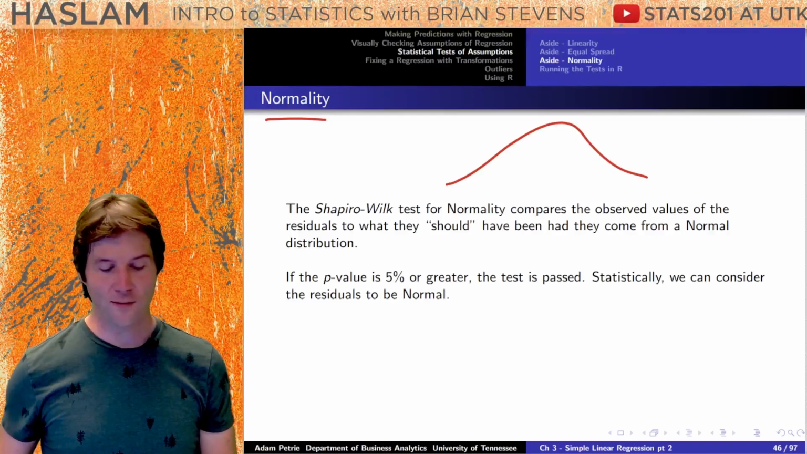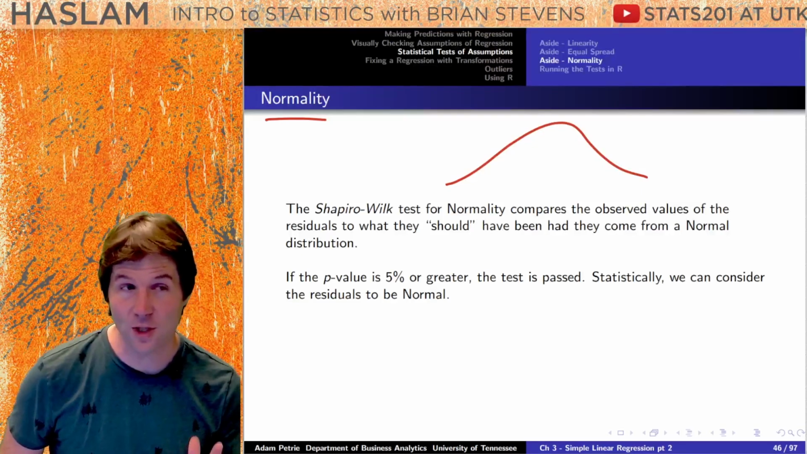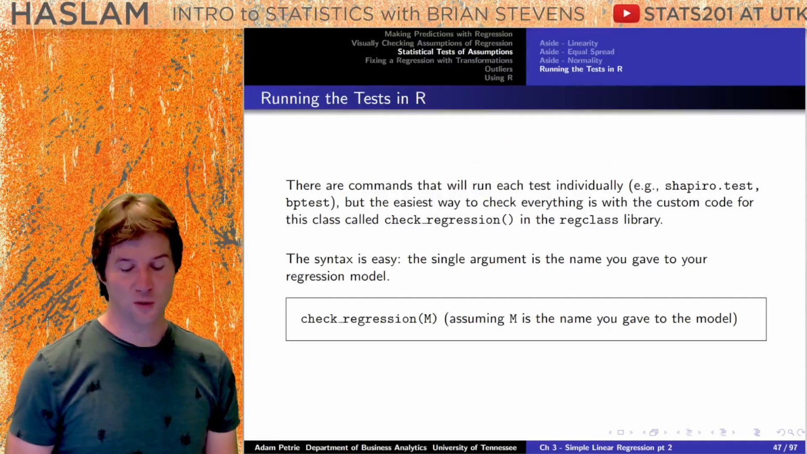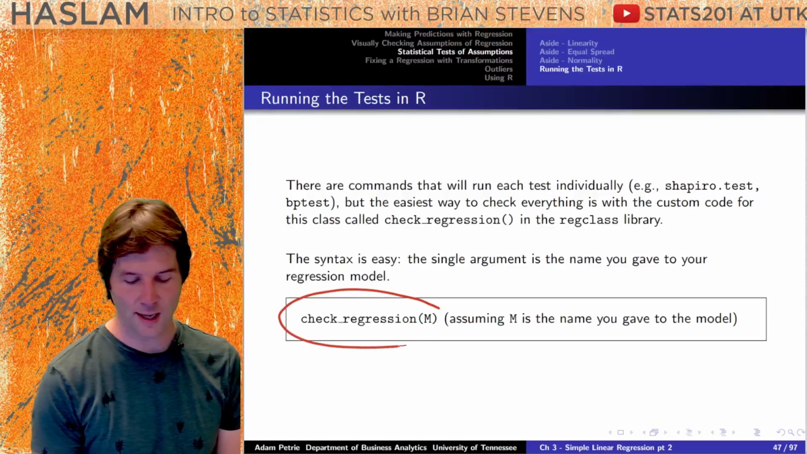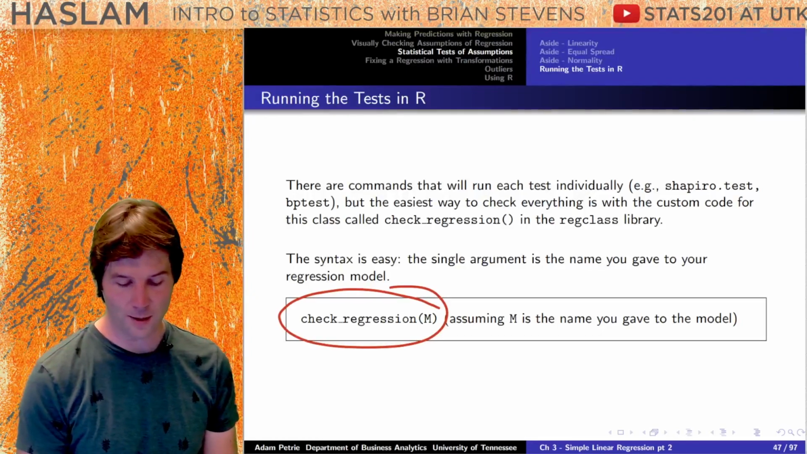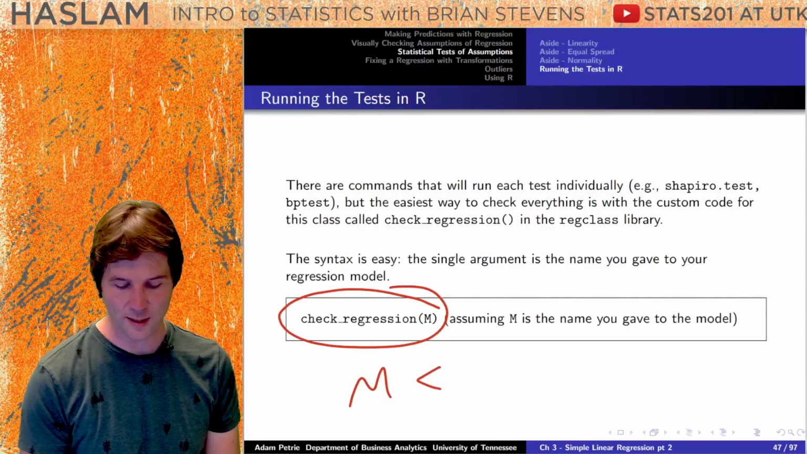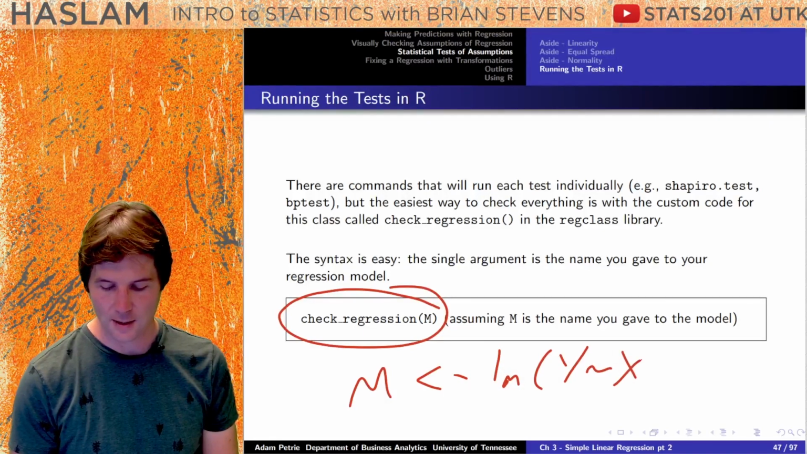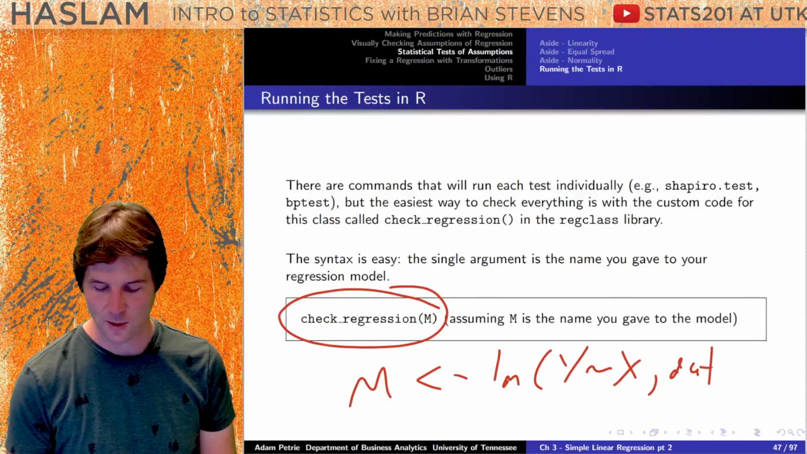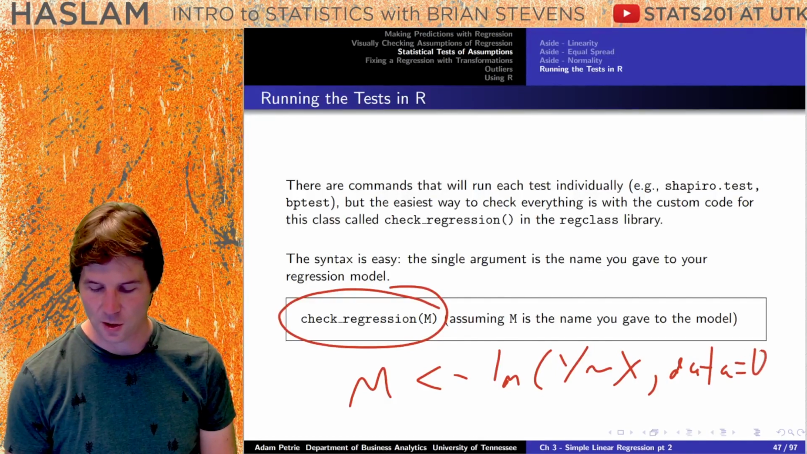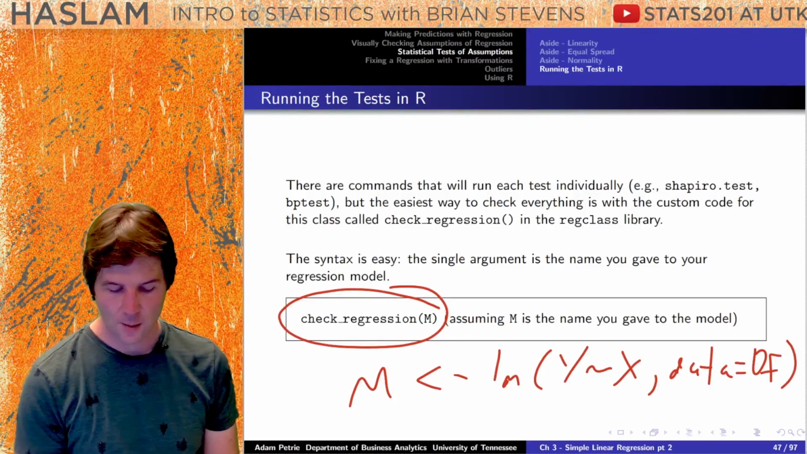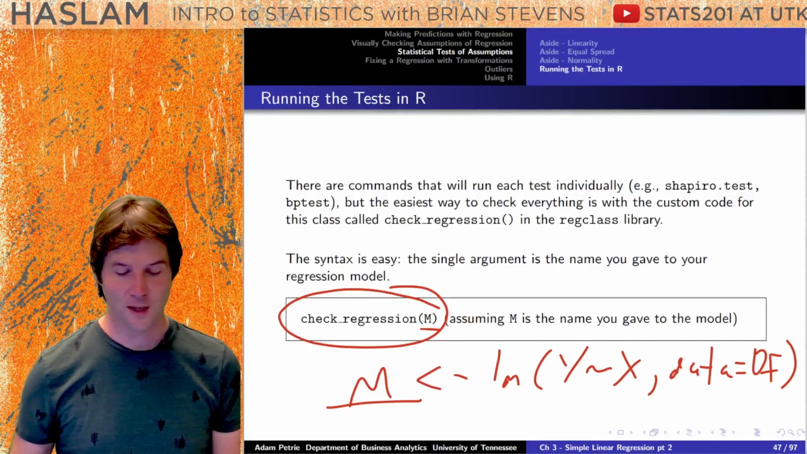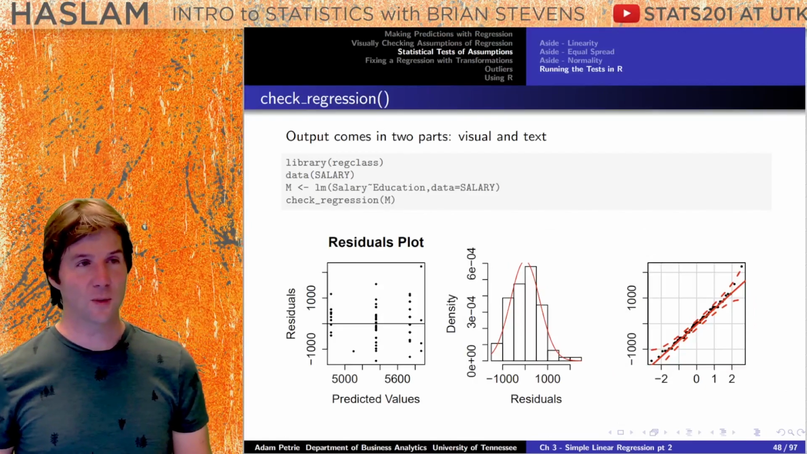So we hope to have a high p-value on every single check assumption if we want to use our model, which is usually the case. And you can run all these tests by running check_regression(m), where m is your model. We've probably run m <- lm(y ~ x, data = the name of your data). This is how to create your model. And once you've created your model m, you can check the model with check_regression. Let's go look at some of this output and see what we see.